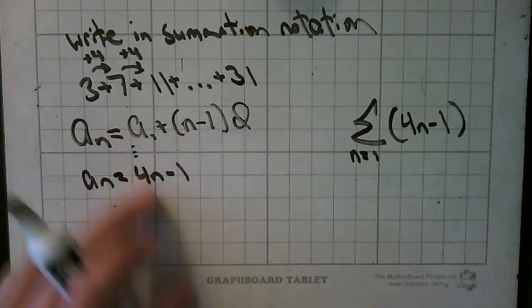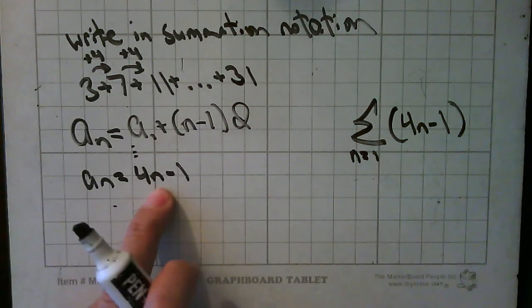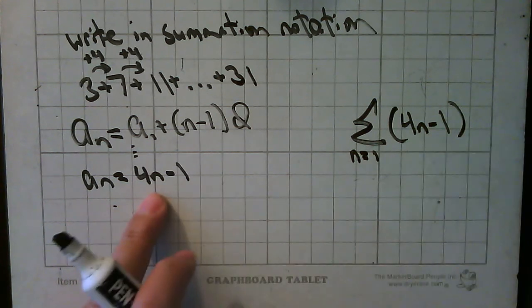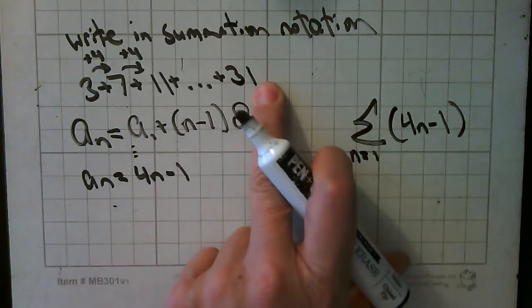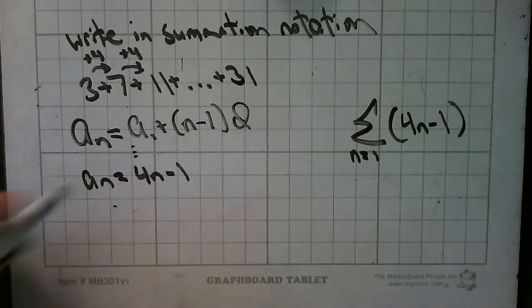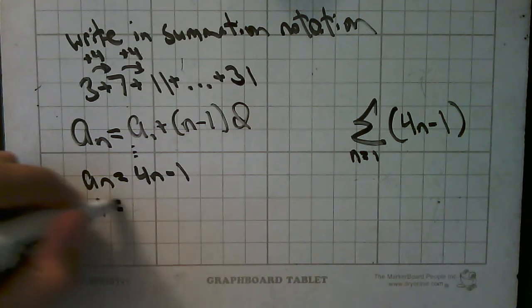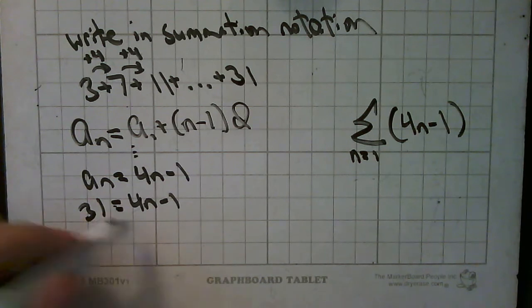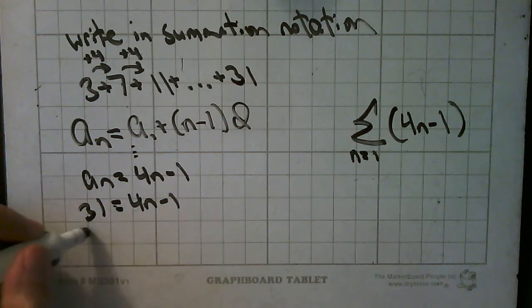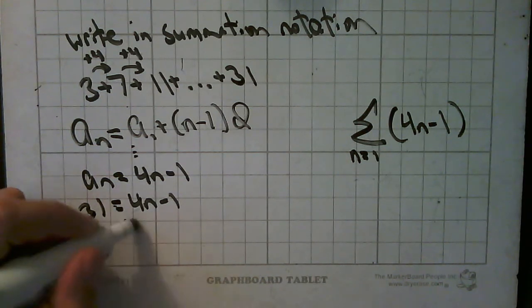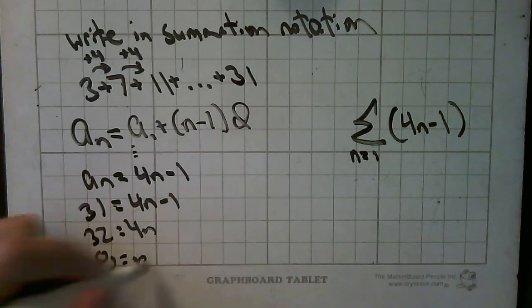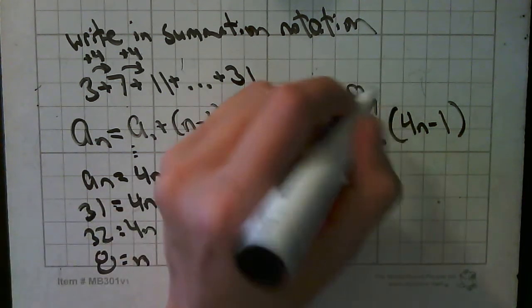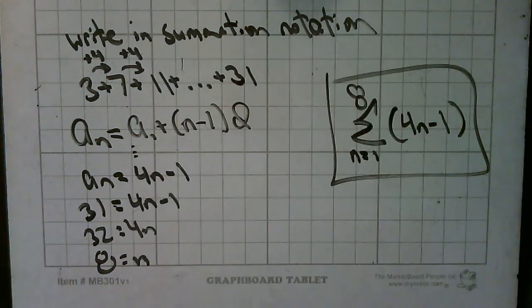Okay, so we had this so far. We plugged in the numbers to get this formula, which we put in there. Now we want to find out the last term, so we're just going to plug in the last term into here. So we got 31 equals 4n minus 1. I'm going to solve this. You get 32 equals 4n, so n equals 8. So we're going to put 8 up here. And there's your final answer.